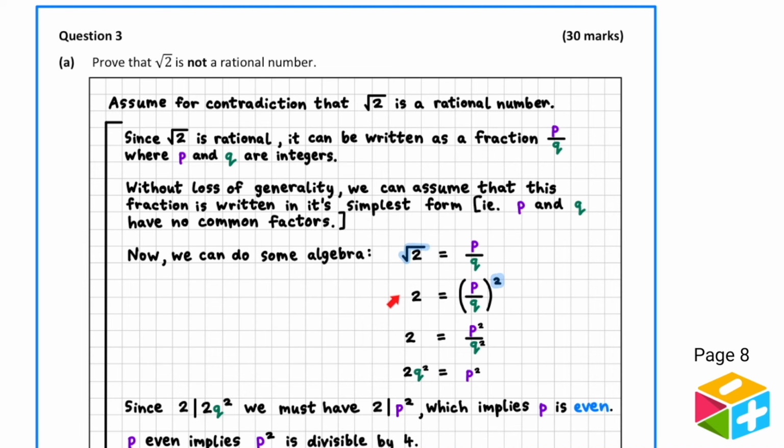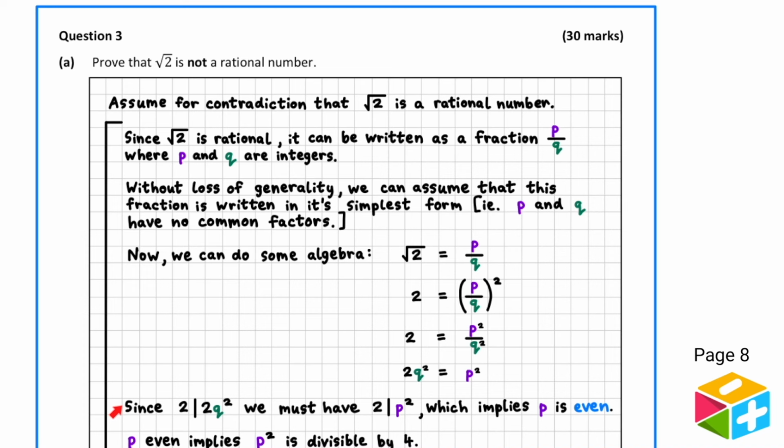First, I'll square both sides of the equation. Then, on the right-hand side, I'll distribute the square into the fraction. Finally, I'll multiply both sides by q squared. This brings us to an equation that 2q squared is equal to p squared. Since we assumed that p and q are integers, we know that both sides of this equation are integer valued.